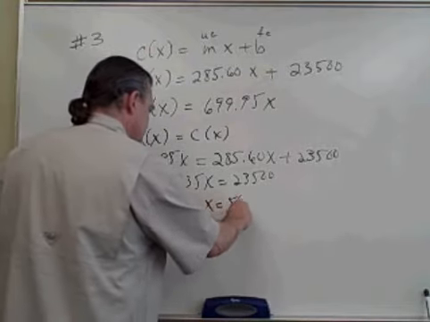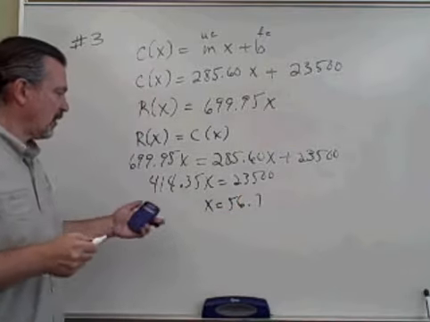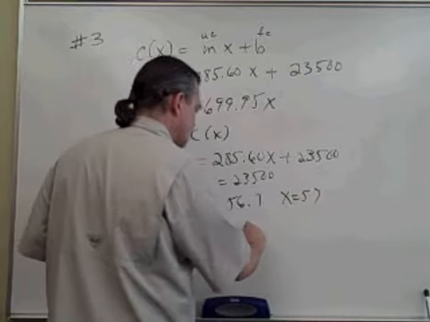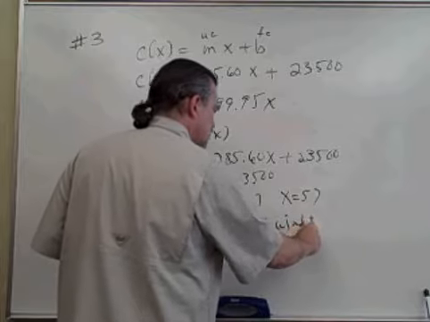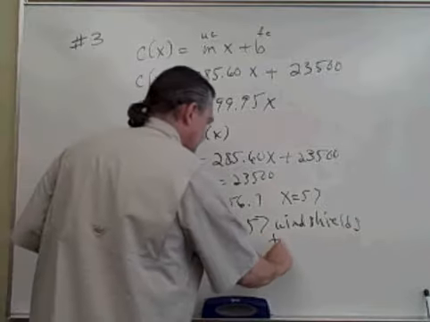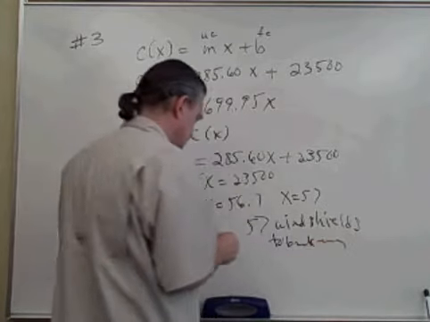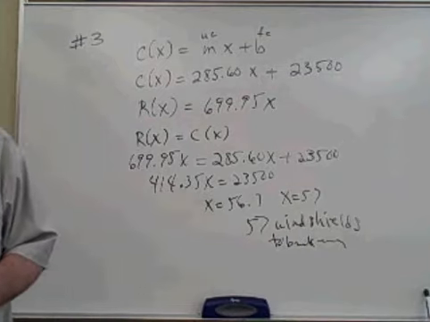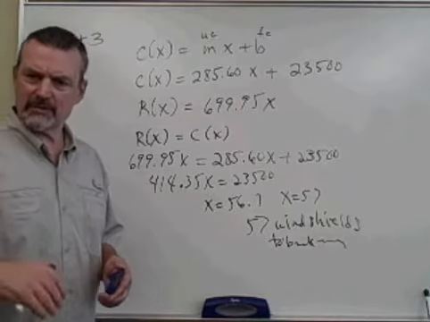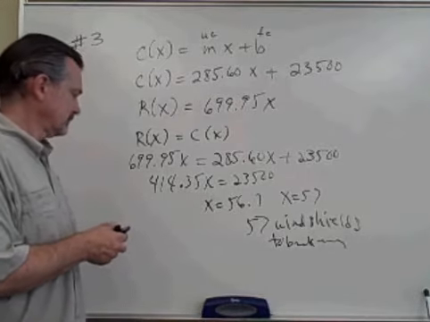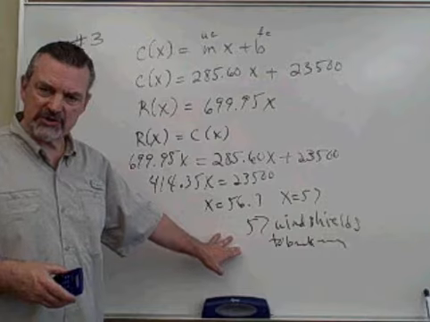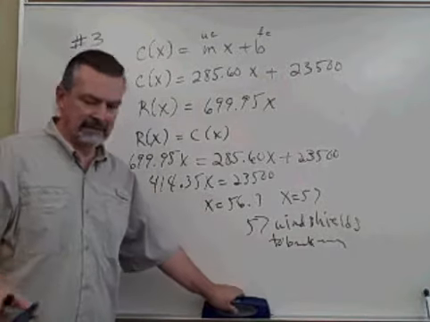So X equals 56.7, and we always want to go to the next higher unit, so X would equal 57, so we would say 57 windshields. We have to make 57 windshields to break even. Double checking that to make sure that was the answer I had on the answer sheet. All right, so we've found the cost function, revenue function. We found the number of windshields necessary to break even. Well, let's go to the next part.